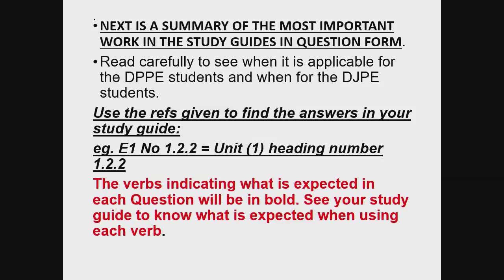The next is a summary of the most important work in the study guides in question form. Read carefully to see when it is applicable to the DPPE students and when for the DJP students. Use the refs given to find the answer in your specific study guide. For example, E1 number 1.2.2 means Unit 1 under the heading 1.2.2. The verbs indicating what is expected in each question will be typed in bold. See your study guide to know what is expected when using each verb.